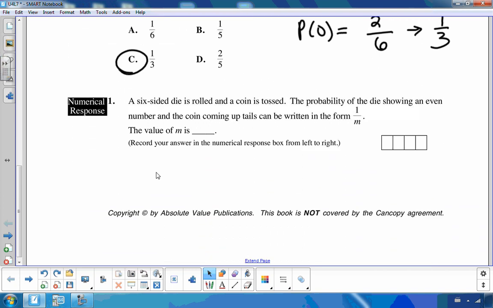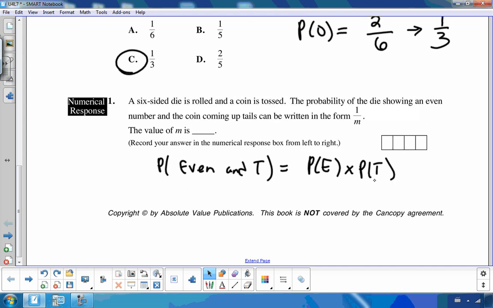Okay, a 6-sided die is rolled and a coin is tossed. The probability of the die showing an even number and the coin coming up tails can be written in the form 1/m. What's the value of m? Well, these are independent events because the die doesn't affect the coin. So we're looking at the probability of an even number and tails. That should just be the probability of an even number multiplied by the probability of tails. Half the numbers on the die are even, and half of the sides of the coin are tails. So that would just be 1 out of 4. So the value of m that they're looking for is just 4.